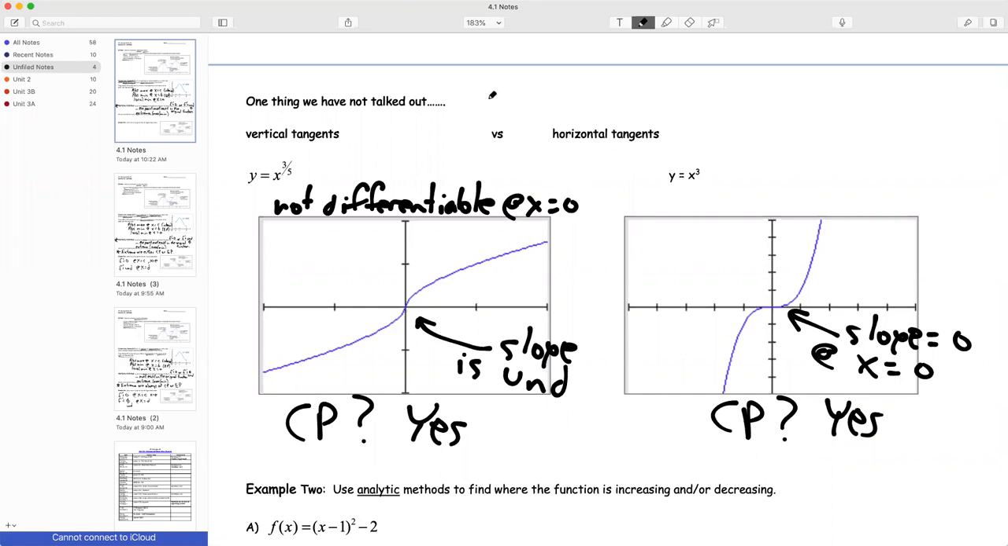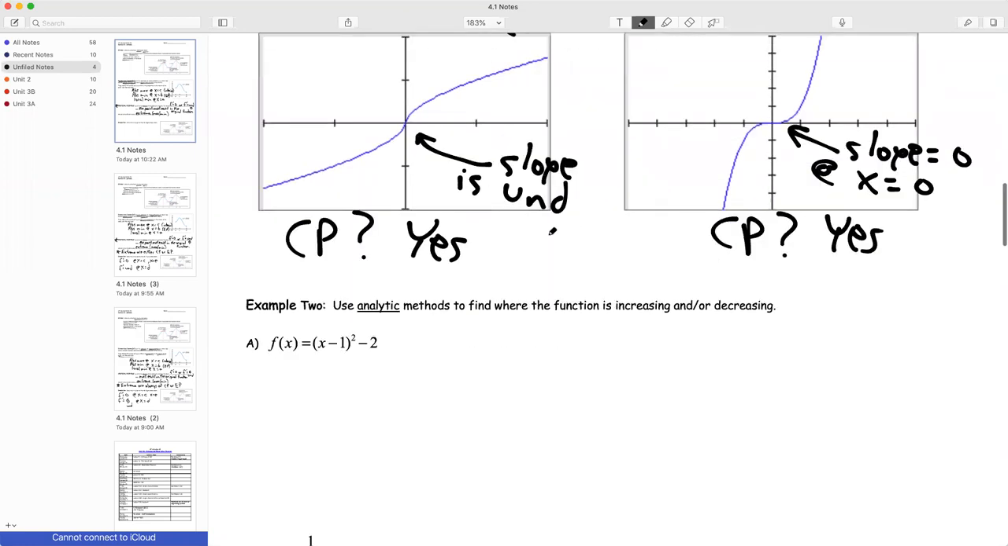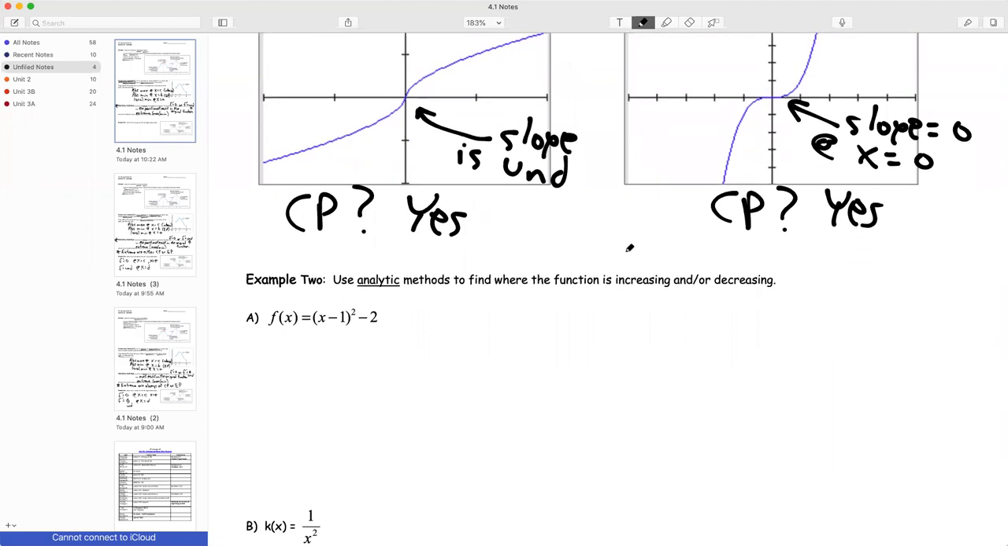Well, we're going to look at a few examples. But before I wade into the calculus here, I wanted to make sure that we keep in mind, sometimes students kind of get lost in the calculus and they forget the other math behind it. All right, so let me make a few comments here before we do this example. Example 2 says, use analytic methods to find whether a function is increasing or decreasing.